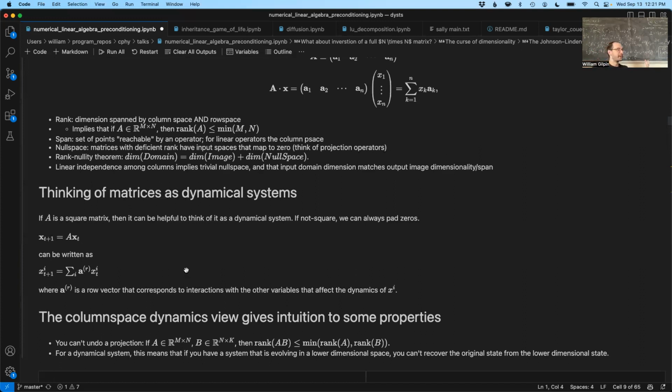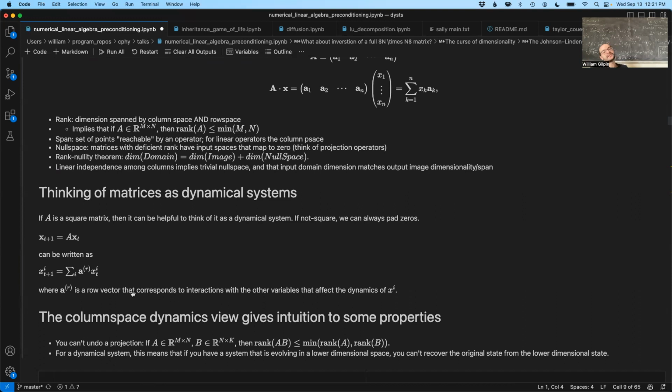So for example, the rank nullity theorem, which pops up a lot, you can think of that as the fact that if I have a dynamical system that's only evolving in some subspace of its entire domain, there's no way to invert that subspace to get the full system. So you can basically convert the rank nullity theorem into a condition on the observability of really complex dynamical systems.